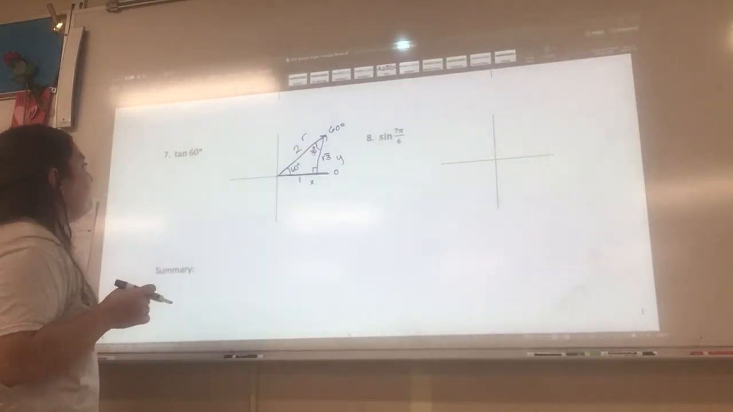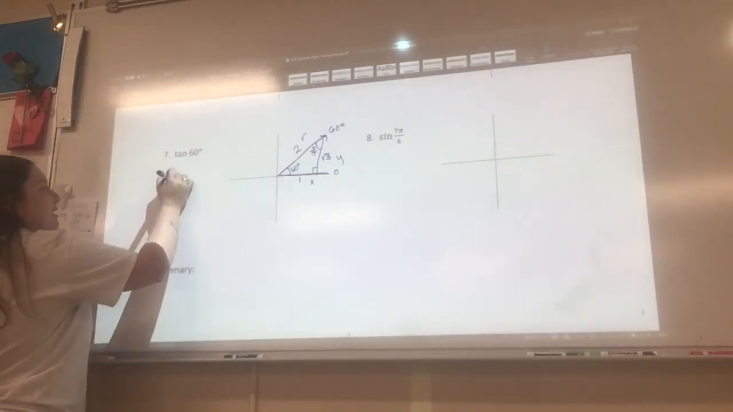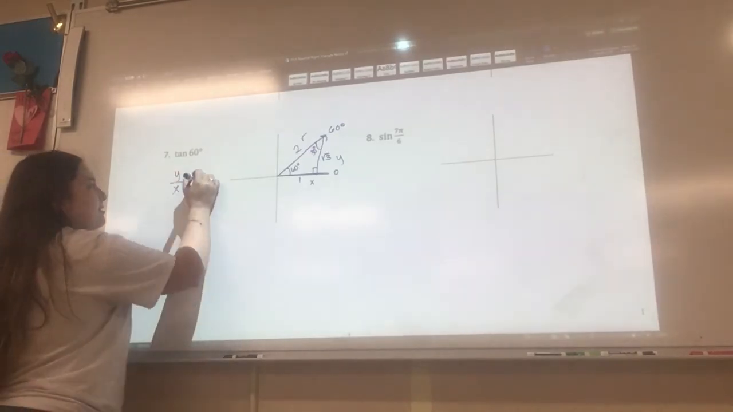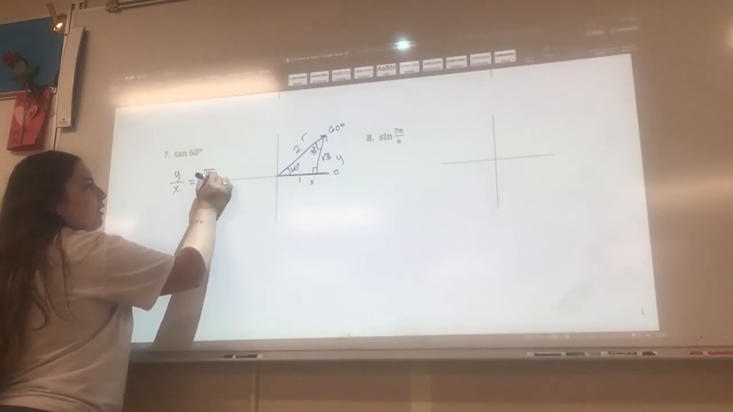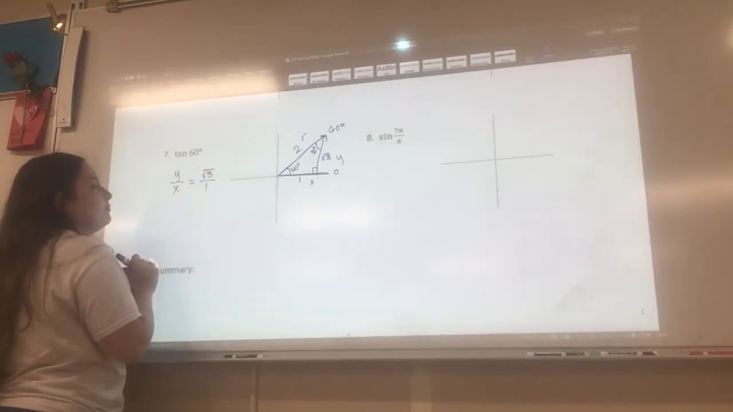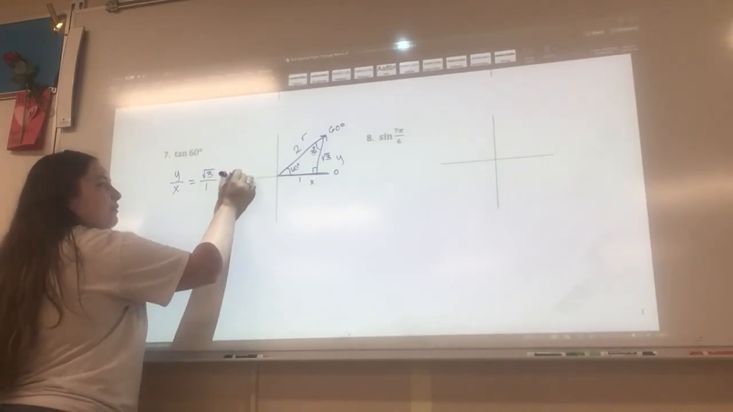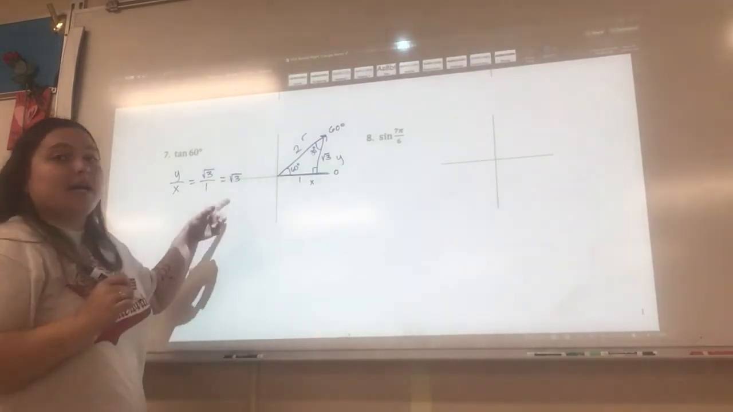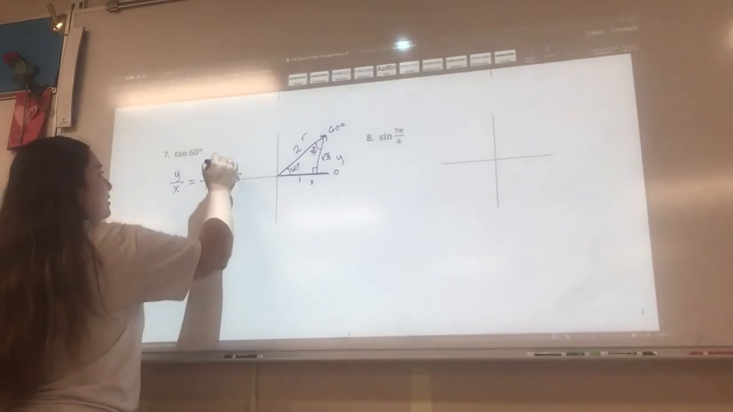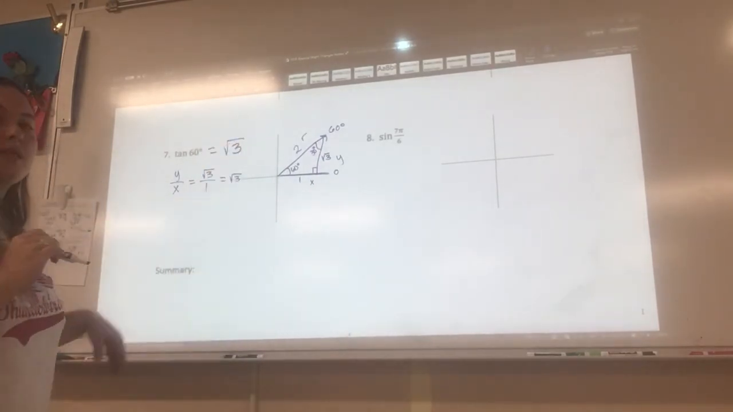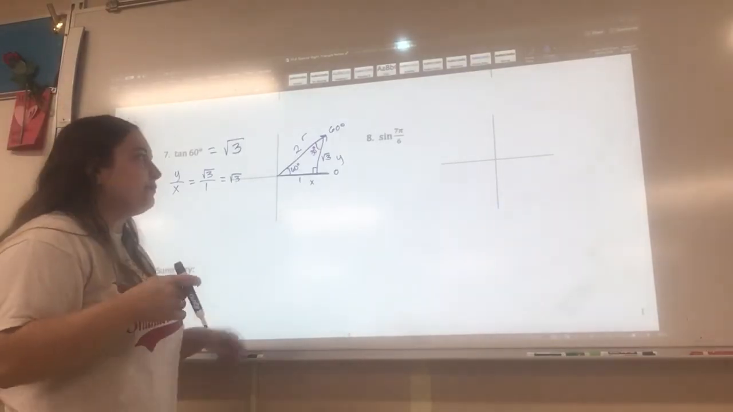So we do have tangent, though, and tangent is y over x. Well, our y is the square root of 3 over our x of 1. Well, that's nice, because the square root of 3 divided by 1 is the square root of 3. And it's not in our denominator, so all our answer is the square root of 3. Sounds nice. Starting to see it.